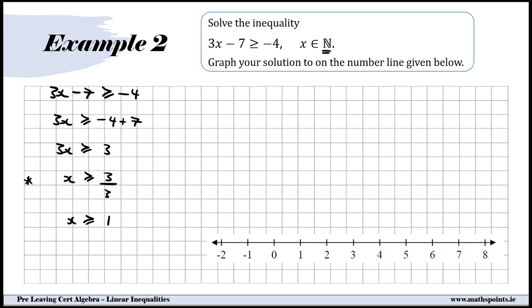We divided both sides by 3, which meant that the number on the right hand side gets divided by the number that was beside the x, or the number that we're looking for. Okay, so x greater than or equal to 1 is the solution set to this equation.